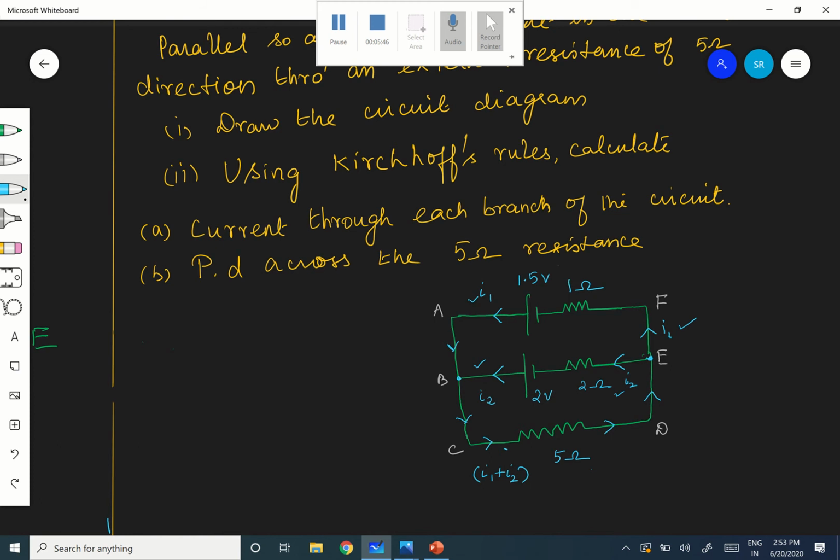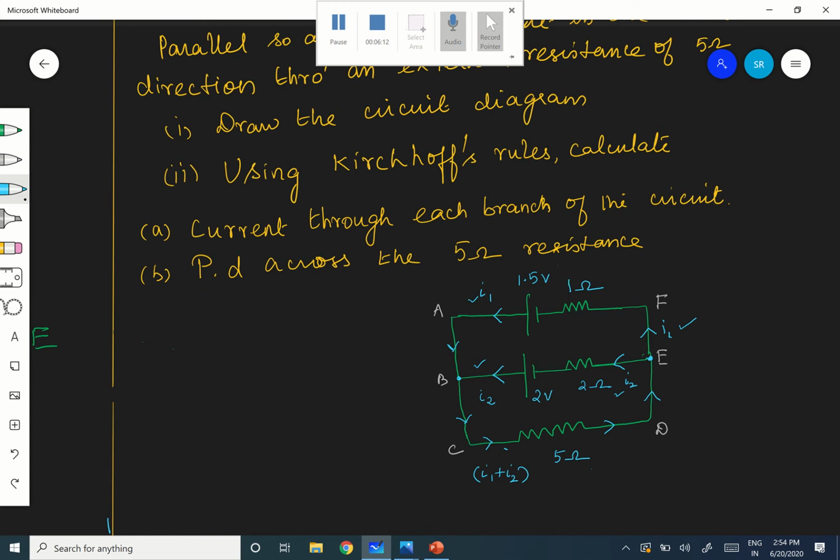Okay, the circuit is ready now. Using Kirchhoff's rules, calculate the current through each branch of the circuit. What does each branch mean? I1 in the branch FA, I2 in the branch EB, and in the branch CD, I1 plus I2. That is what we have to find out.